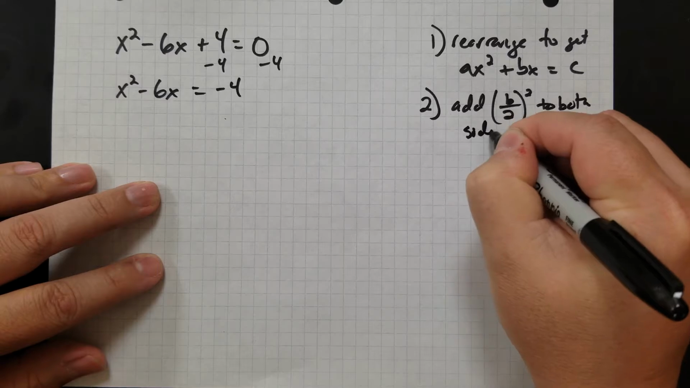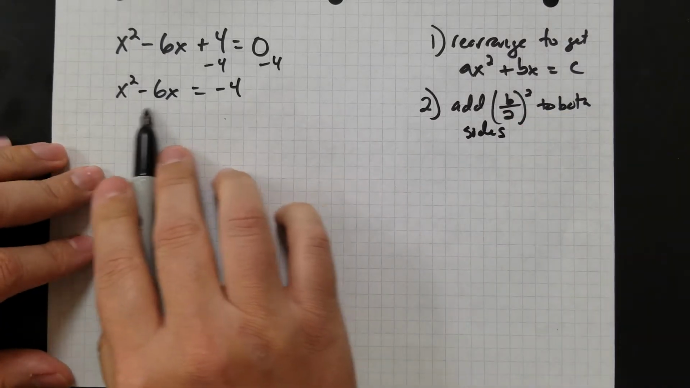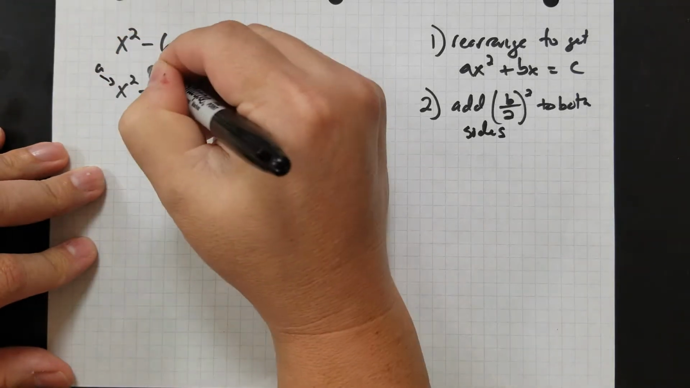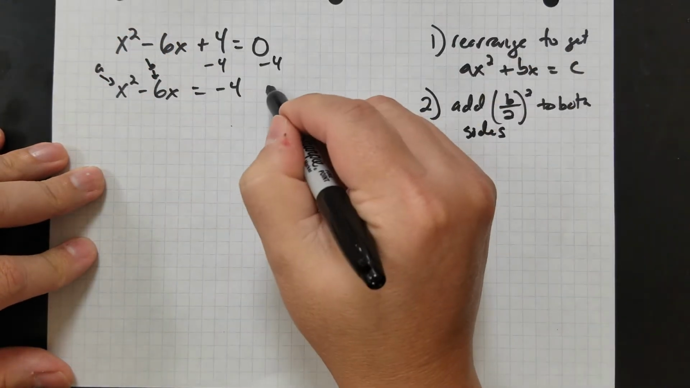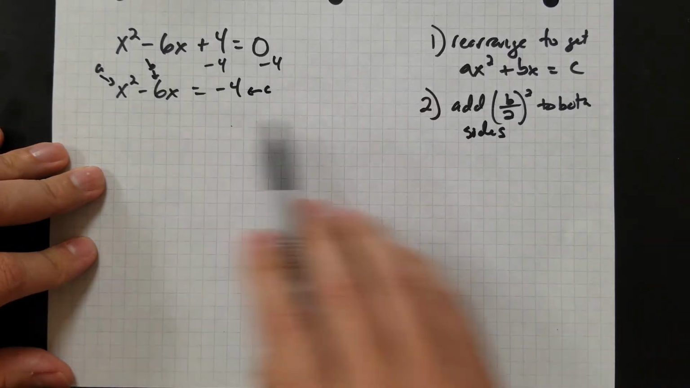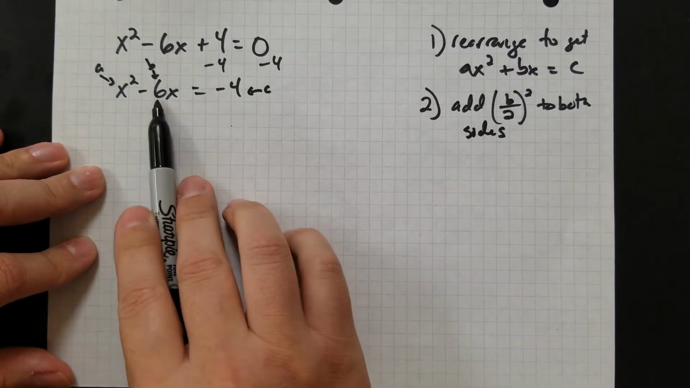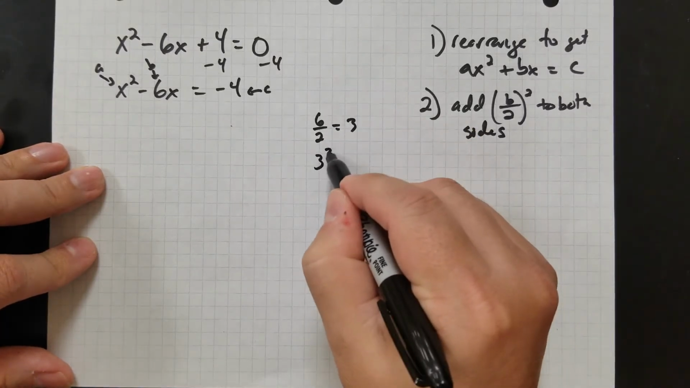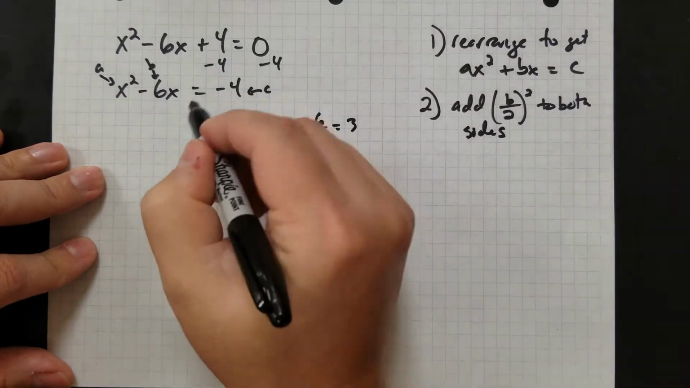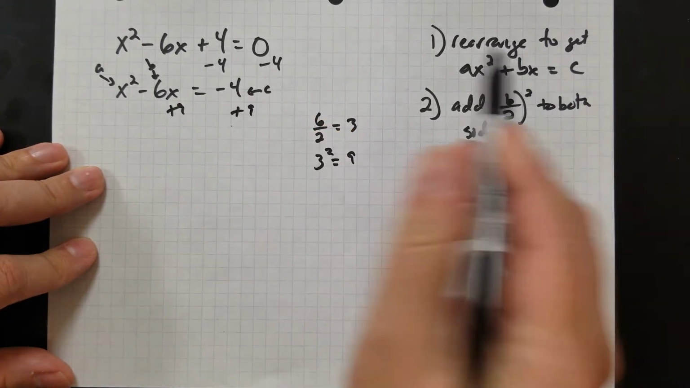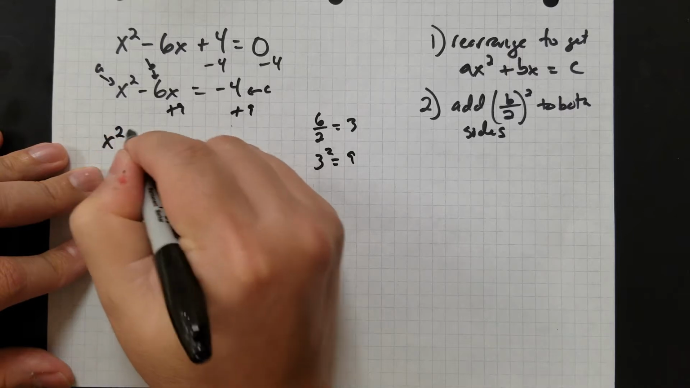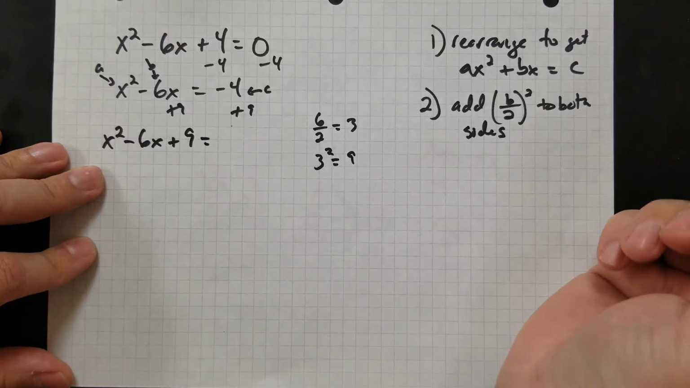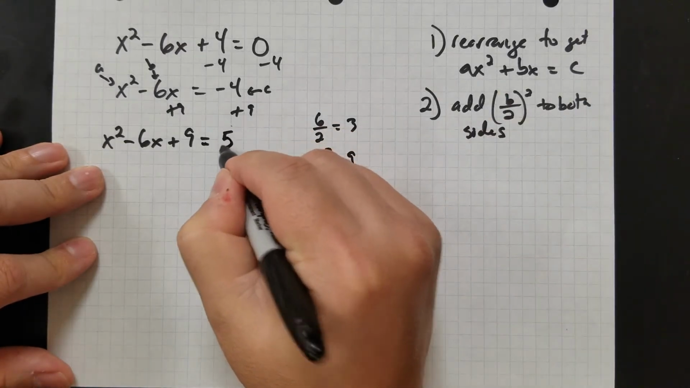This is the completing the square part. So this is a, this is b, and c is over here. I'm going to add b over 2 squared to both sides. 6 divided by 2 is 3, and 3 squared is 9, so I'm going to add 9 to both sides. Now I have x squared minus 6x plus 9 equals negative 4 plus 9, which is 5.